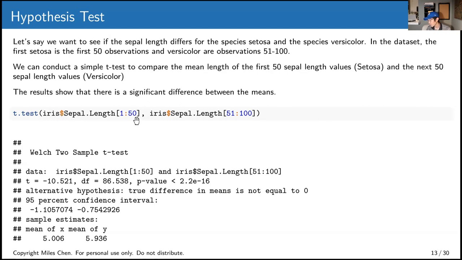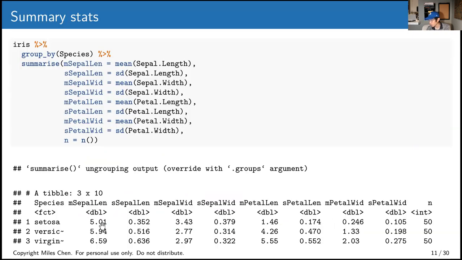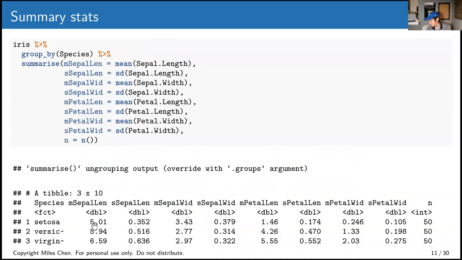All right, and so if I say t-test, this and this, then I get a test statistic of -10.5, and I get a p-value of pretty much zero. And we can look back at sepal length, where we have setosa in red and versicolor in green. The mean of red is somewhere around 5-ish, and the mean of green looks to be around 6.1, 6.2-ish. Looking at the mean sepal length, yeah, 5.09, and the mean of versicolor is 5.94. So the green is right around 5.94 versus 5.0 down here.